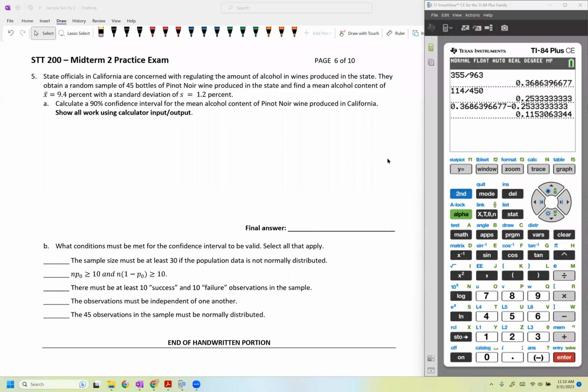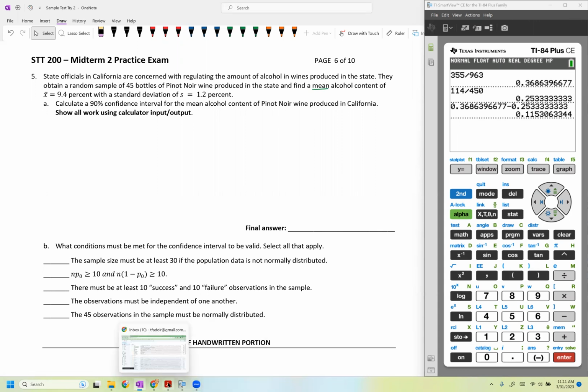All right, here's problem number 5. State officials in California are concerned with regulating the amount of alcohol in wines produced in the state. They obtain a random sample of 45 bottles of Pinot Noir wine produced in the state and find the mean alcohol content is 9.4%, and the standard deviation is 1.2%. Calculate the 90% confidence interval for the mean alcohol content of the Pinot Noir wine produced in California.